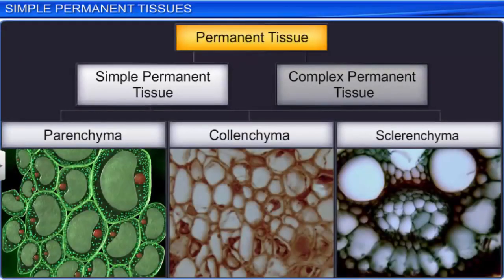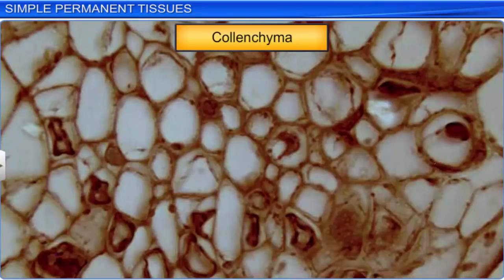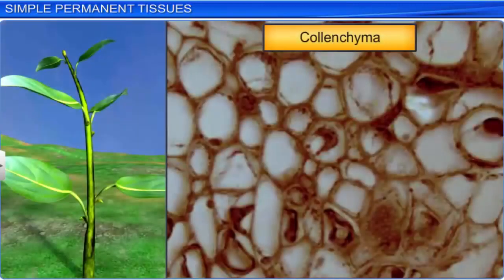The second type of simple permanent tissue is collenchyma. It is found in the layers below the epidermis of dicotyledonous plants. This layer is either homogeneous or in patches. Collenchyma provides mechanical support to the growing parts of a plant, such as a young stem or the petiole of a leaf.